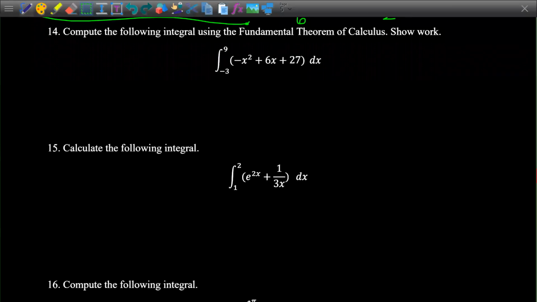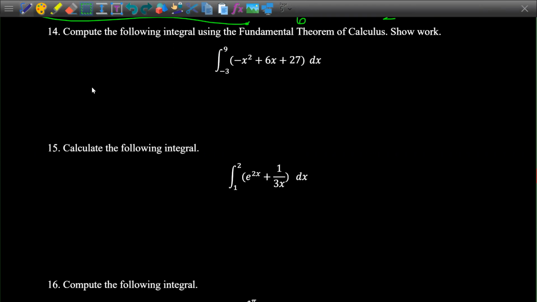All right, number 14, compute the following integral using the fundamental theorem of calculus, which is thrown in there so that you know that you don't have to use the limit definition to calculate this. So this is a definite integral, so we're not going to be concerned with the plus c, but we still need an antiderivative.